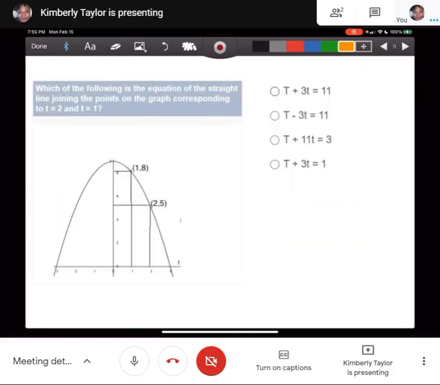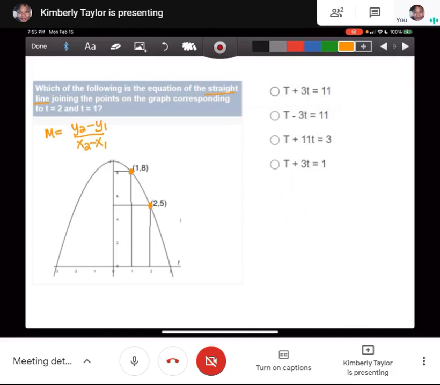Which of the following is the equation of the straight line joining the points on the graph corresponding to t equals 2 and t equals 1? So the reason why they say straight line is because this is a parabola and it does curve. But with the straight line, you can find the slope between these 2 points. So the first thing we need to do is find the slope. So in order to find the slope of 2 points, the formula is y2 minus y1 over x2 minus x1.